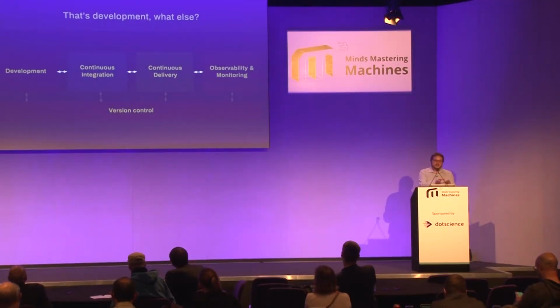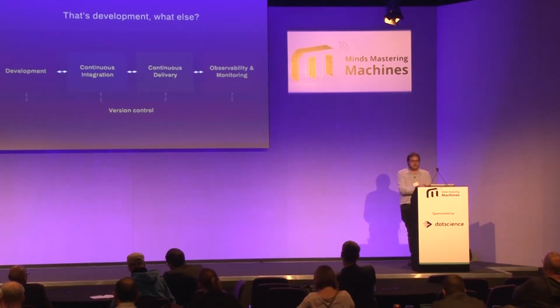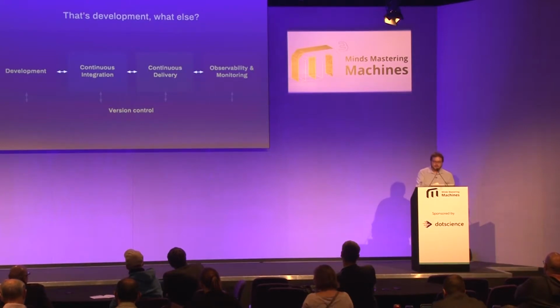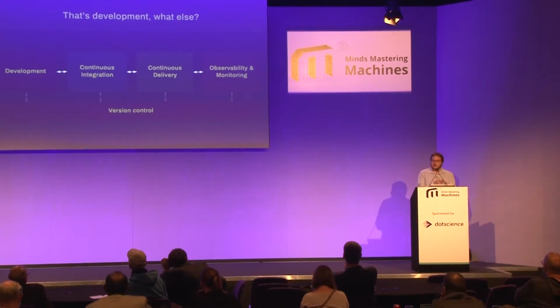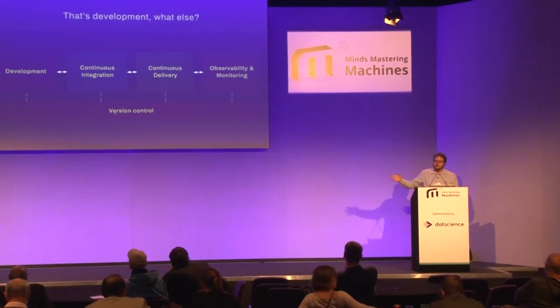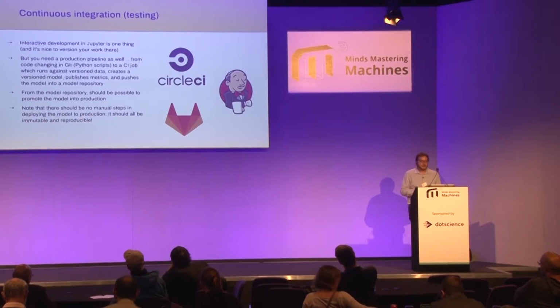So that's really the development piece. Those are some tools that you can use to make the development of your models more reproducible, tractable, accountable, and so on. But then there's the whole of the rest of the lifecycle: continuous integration, where you're automatically testing your software, continuous delivery, where you're actually shipping it into production, and then observability and monitoring, where you're actually keeping track of the models. I'm going to go quite quickly over these bits.